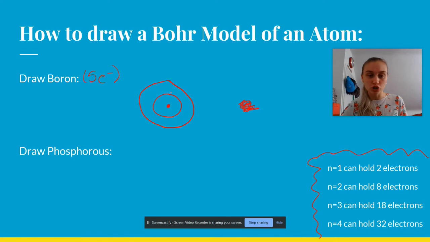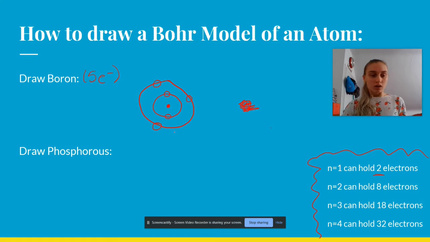So we're going to put 2 electrons out here. 1, 2. So there's 2 out of our 5 electrons, and this is full now, because this can only hold 2 electrons. It can't hold any more. But we know the next one can hold up to 8, so we're going to work on the next one now. We have 3 more because we have 5 total and we already have 2 down. So I'm going to put 3 more out here: 1, 2, 3. And there are our 5 electrons. So that's the Bohr model for boron.